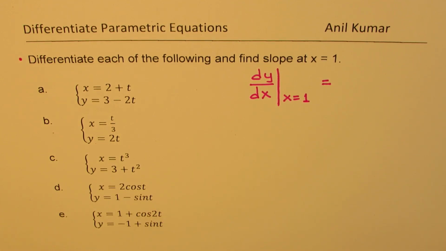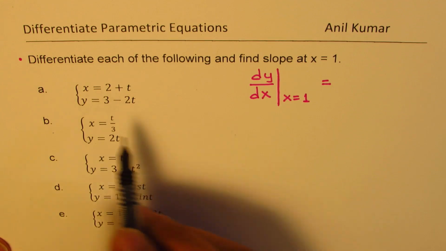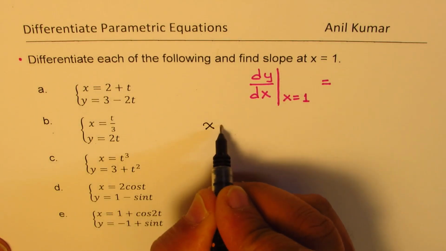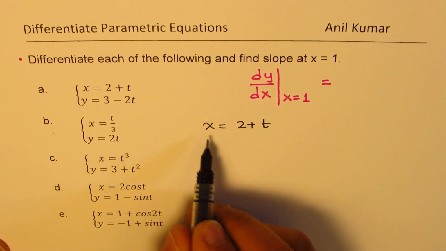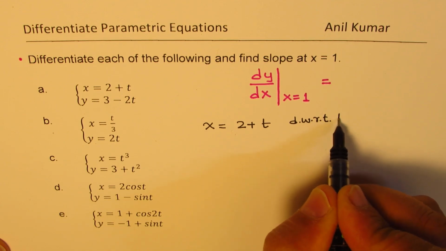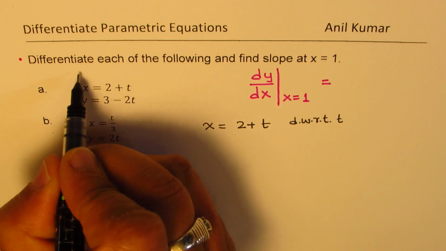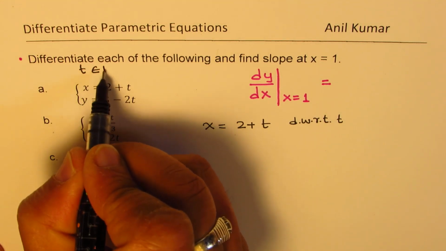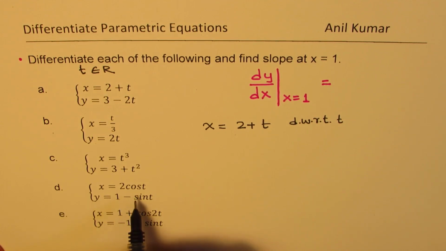Okay. Now, let's get into the business of differentiating these. Let me take the very first one to illustrate. So we are given x equals 2 plus t. We could differentiate this with respect to the parameter t. So t is a variable, right? Now remember, in all these examples, t belongs to real numbers, right? When we talk about trigonometric functions, t is measured in radians.